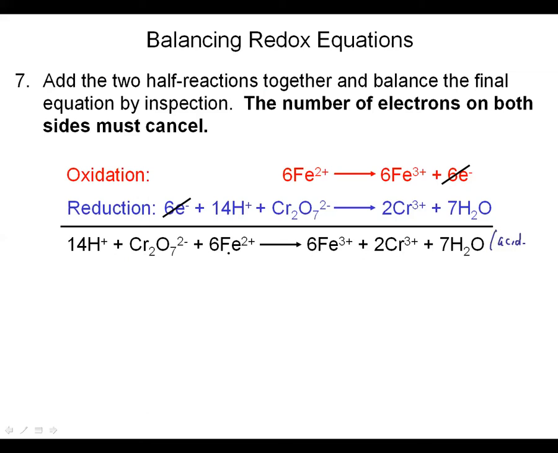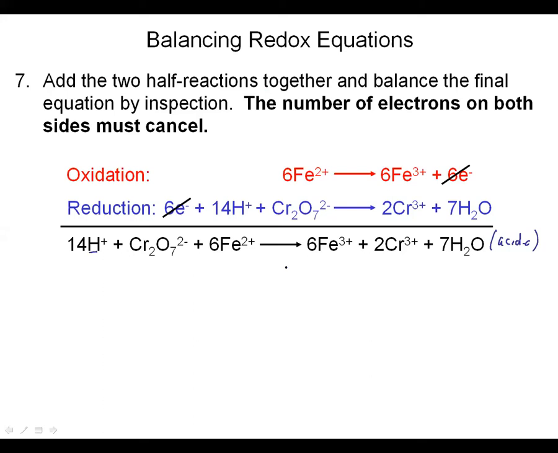And if we just take a quick look, we got 14 hydrogens: 7 times 2 is 14 hydrogens. 2 Cr, 7 oxygens: 7 times 1 is 7 oxygens. 6 irons, 6 irons. So it's balanced like a normal reaction in terms of elements on both sides.